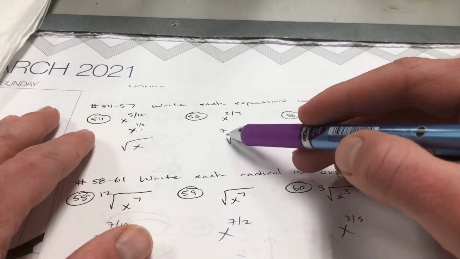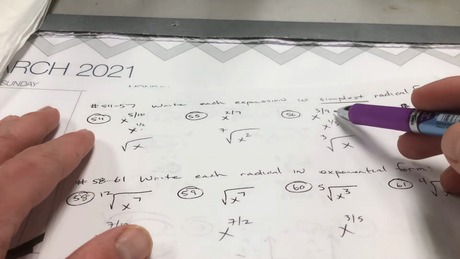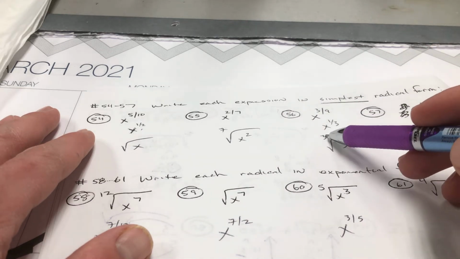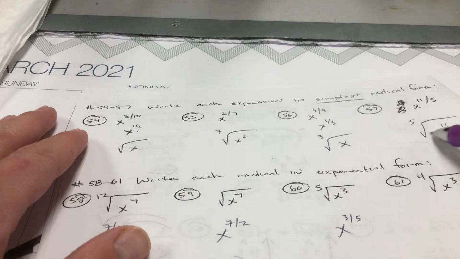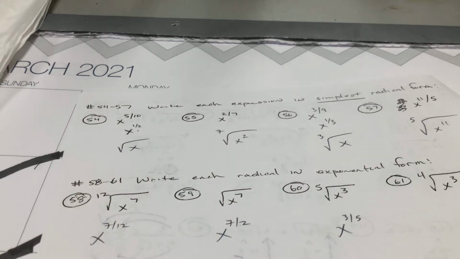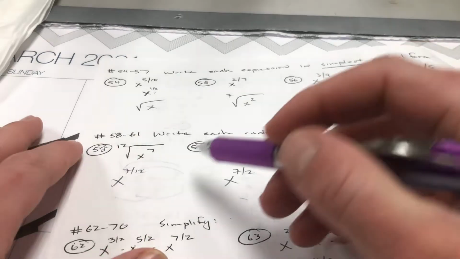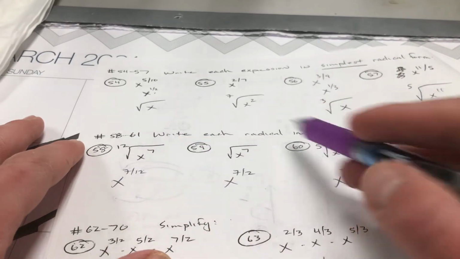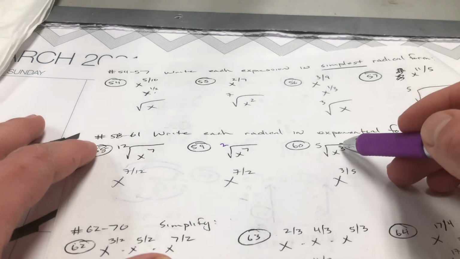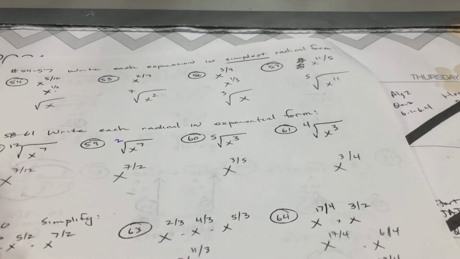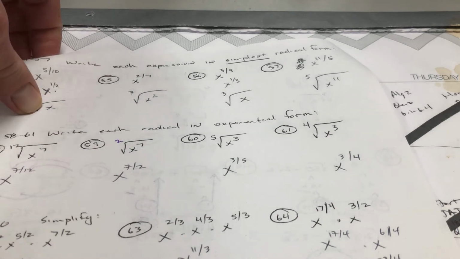Here I'm taking the 7th root of x squared. This is x to the 1/3, so I'm taking the 3rd root of x to the 1st. Here I'm taking the 5th root of x to the 11th. Exponential form, this is x to the 7 over 12, x to the 7 over 2, x to the 3/5, x to the 3/4. That should be an easy 8 questions right there.